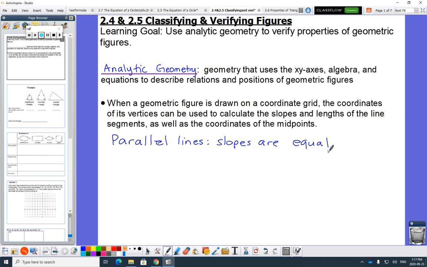If you have parallel lines, the slopes are equal. Perpendicular, or lines that are at a 90-degree angle. Yes. So some people will say flip and change the sign. The technical term is they're negative reciprocals.